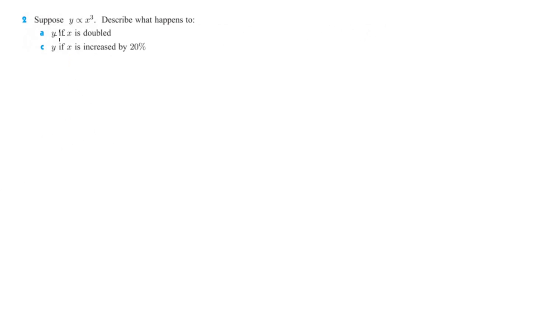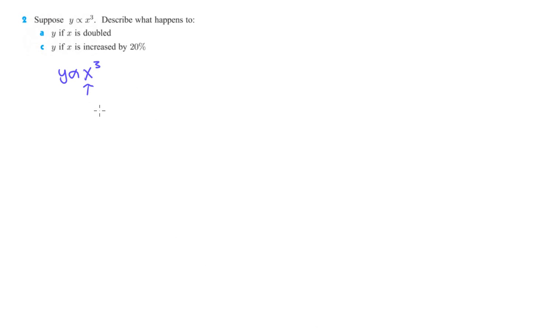Number two, suppose y varies directly with x cubed. Describe what happens to y if x is doubled. So really we have y varies directly as x cubed. What's going to happen to the y if we double the x? We're not even putting a 2 in there, we're doubling the x.